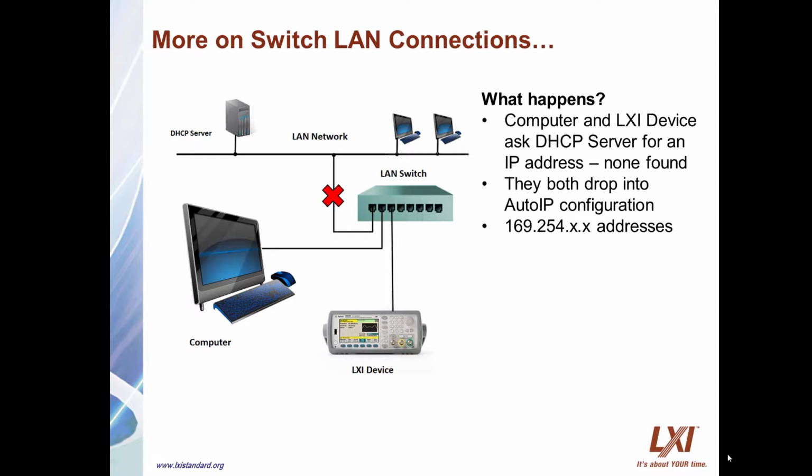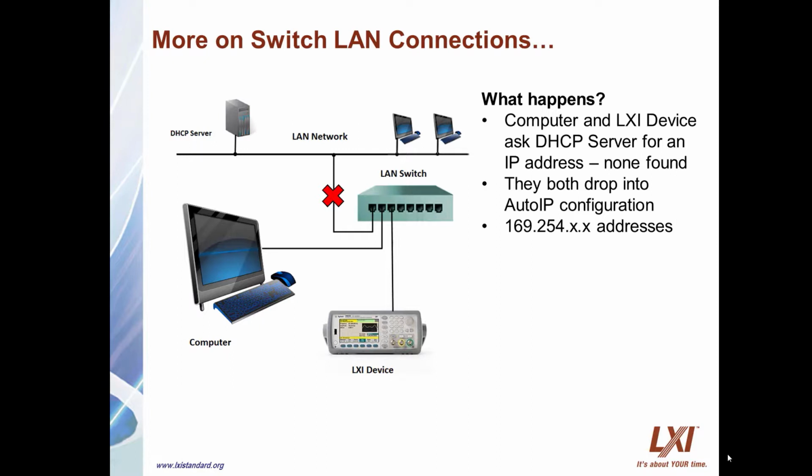This illustrates what happens when the connection to the company LAN is actually broken. The computer and LXI device automatically ask for an IP address. However, the DHCP server does not see their request because of the broken connection to the company LAN. Since the LAN devices connect to the LAN switch, there is actually a LAN connection, and they will wait about 2 minutes before taking things into their own hands.